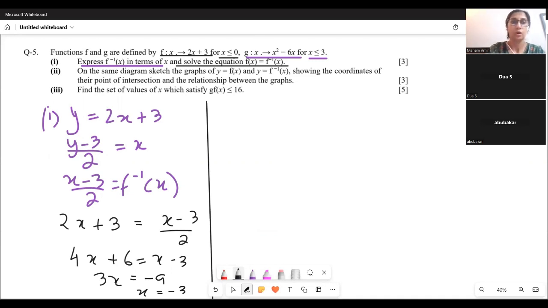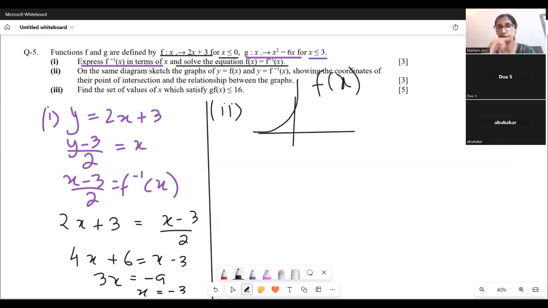Part 2. On the same diagram, sketch the graph for fx and f inverse of x showing the coordinates of their points of intersection and the relationship between the graphs. Who remembers from the lesson yesterday what's the relationship between the graph of fx and f inverse of x? Reflection on the line y equals x, yes. So the first graph looks like this, the second graph will look like this. So they reflect on the line.